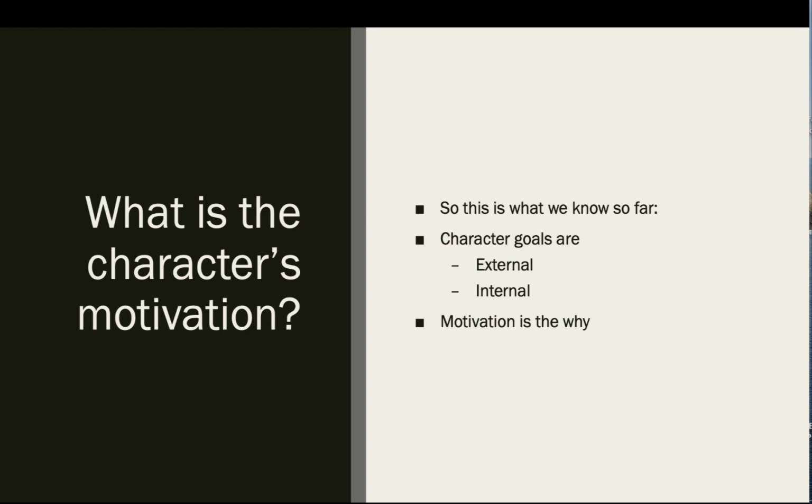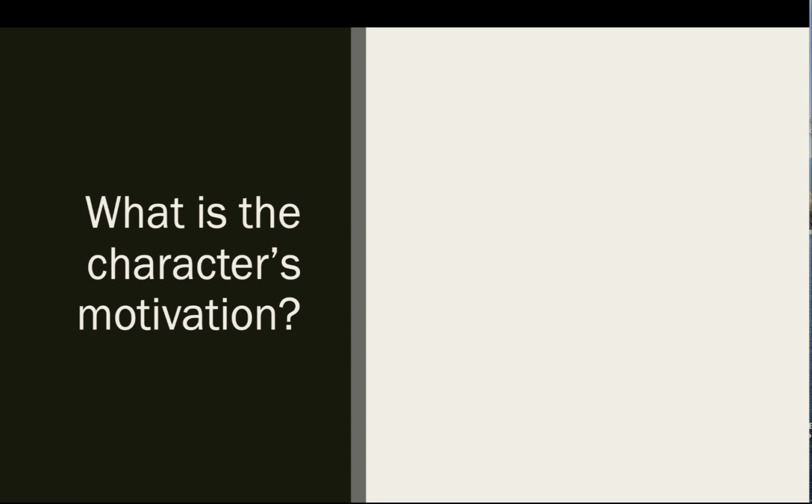All right, so this is what we know so far. Characters have external goals and internal goals. They have motivation, which is their why. So now let's talk about the conflict, because it's great that you have goals and it's great that you're motivated for them. That's real life, right? You're in college or you are a writer and your goal is to write. You're motivated for your own individual reasons. But unlike real life, or maybe mirroring real life, there's always a conflict.